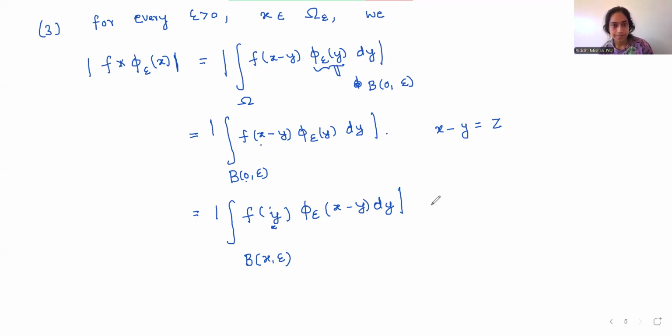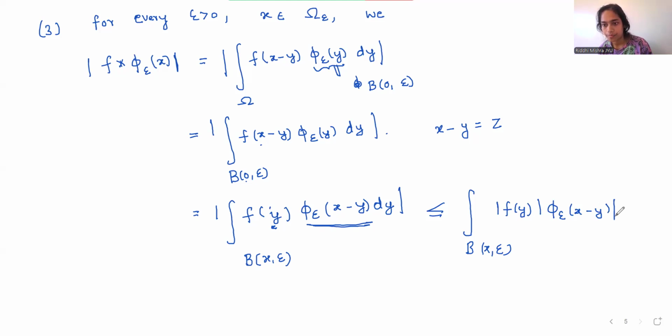And now here phi you can take outside. This is always bounded above by the L infinity norm, because the L infinity norm is the supremum, the essential supremum.